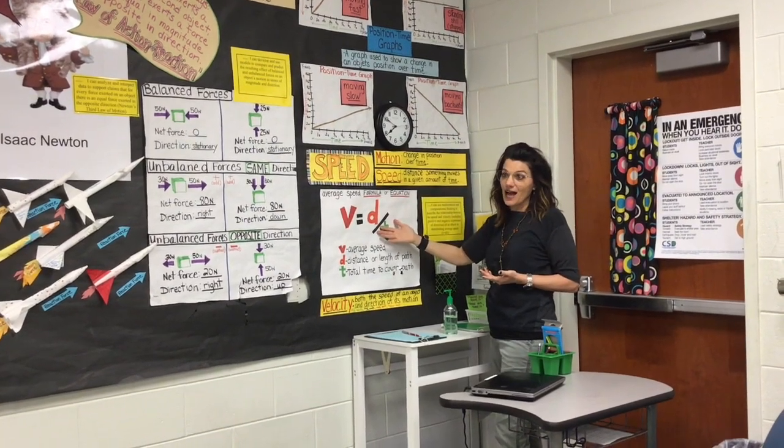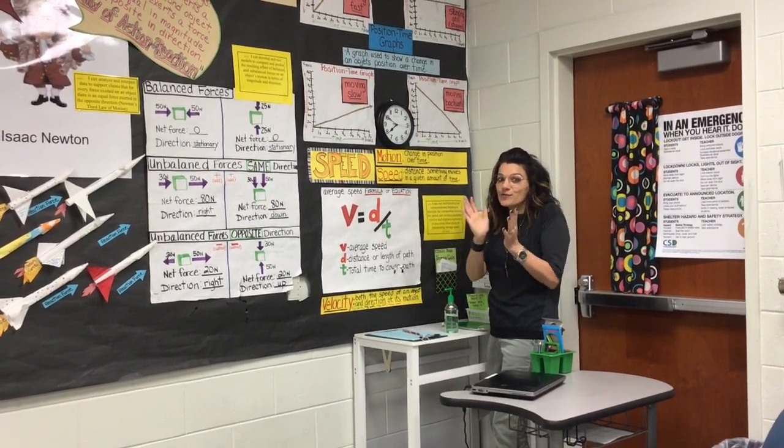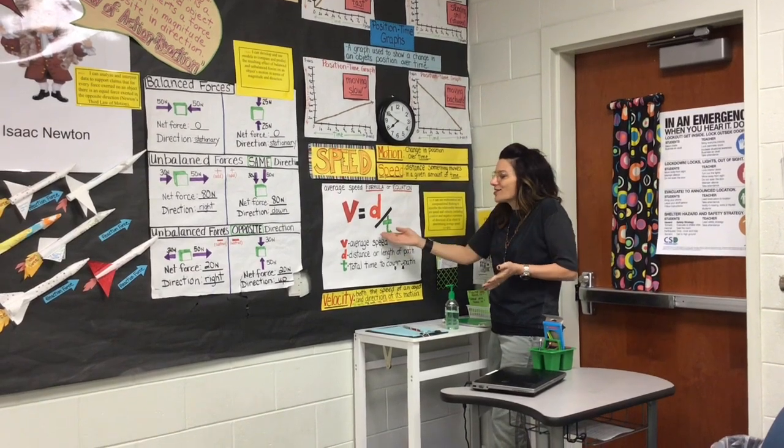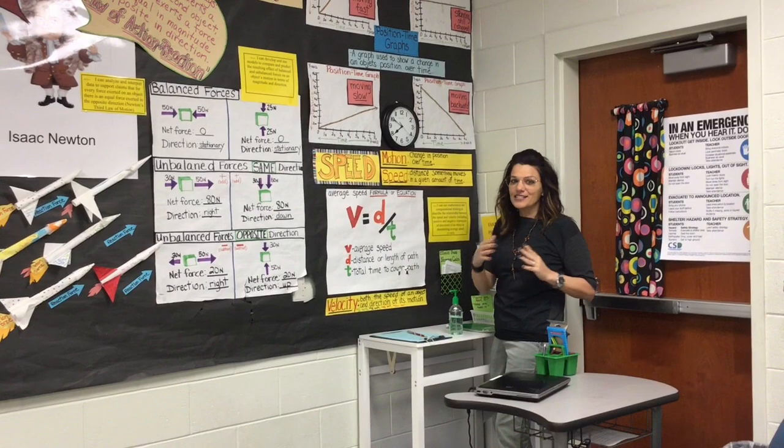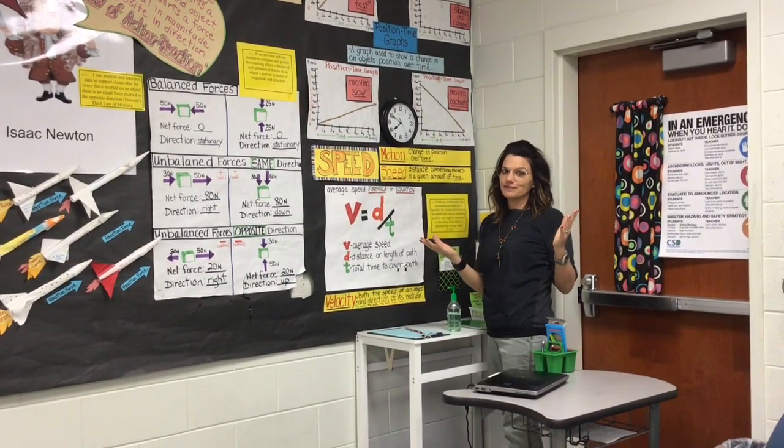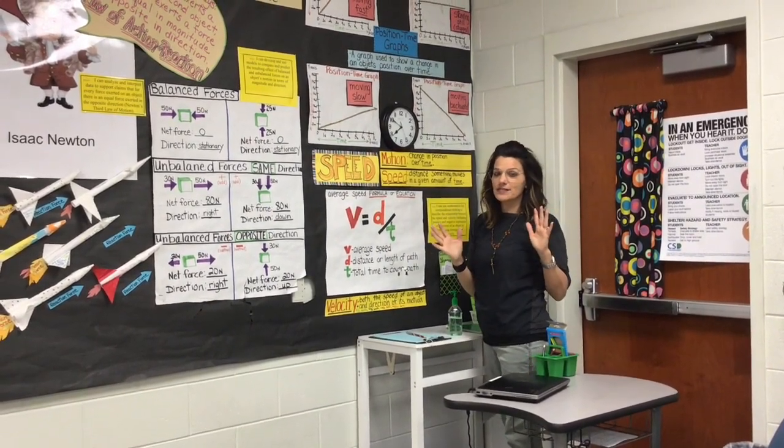Average speed. Average speed starts with a V. D over T is all you need. Take the distance, divide by time. Calculate speed and even rhyme. They'll sing it, I promise.